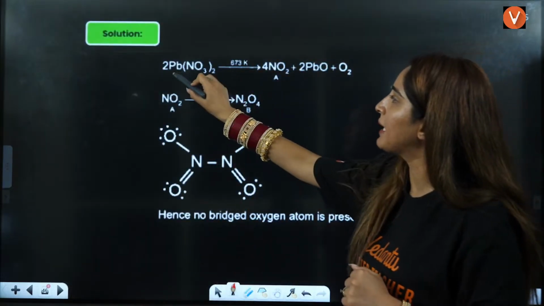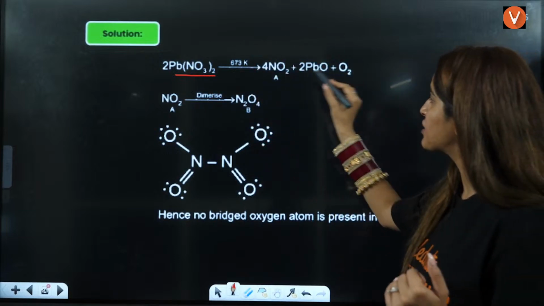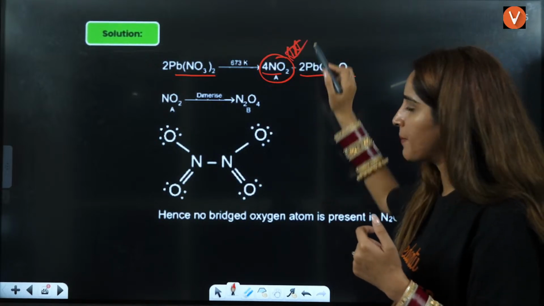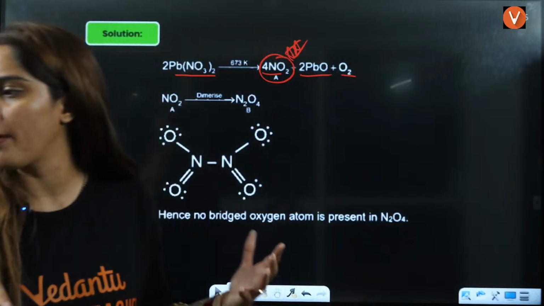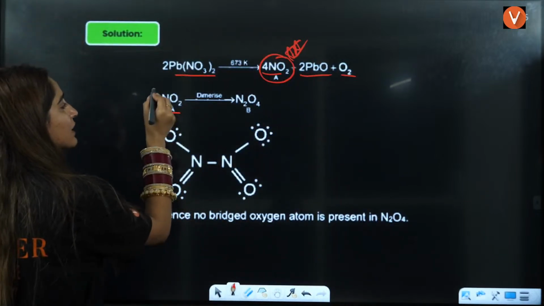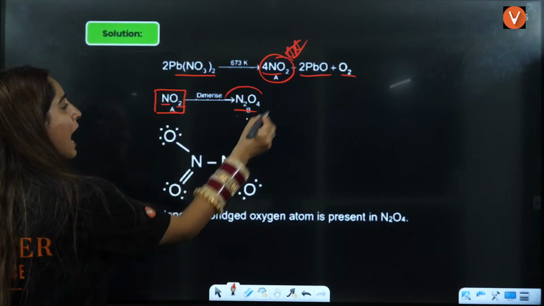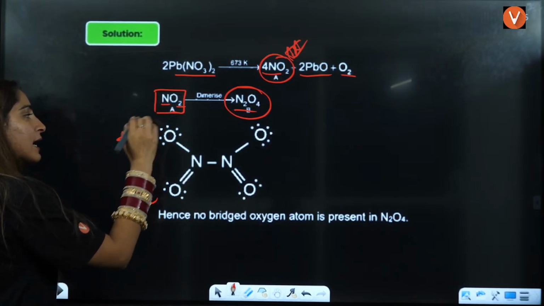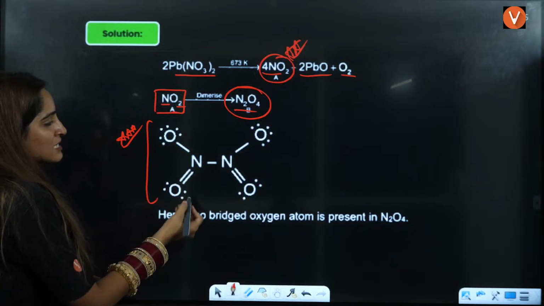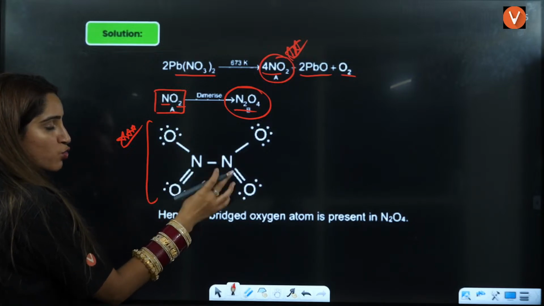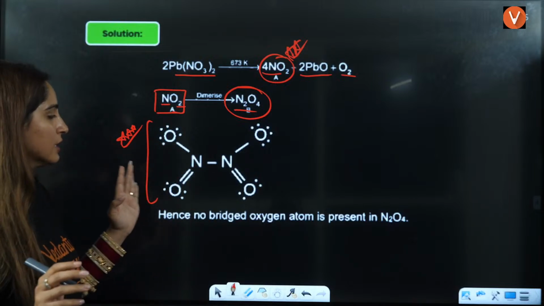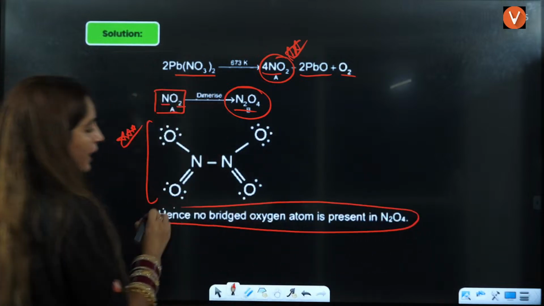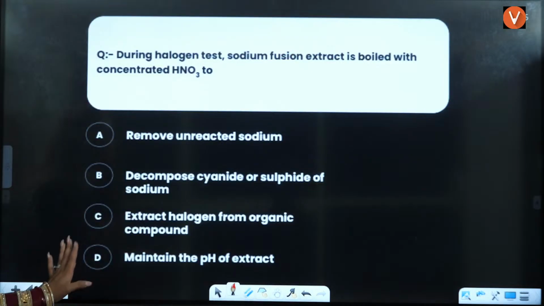If you see this reaction, Pb(NO3)2 at a very high temperature will get converted to NO2 plus PbO plus O2. NO2 is a brown gas, and that is how you will get to know about this reaction. This brown gas will dimerize to N2O4. The structure of N2O4 is very important in chemical bonding. As you can see in this structure, there is one N-N bond, two oxygens with double bonds, and two oxygens with single bonds. So no bridging oxygen atom is present in N2O4. So the answer is 0.